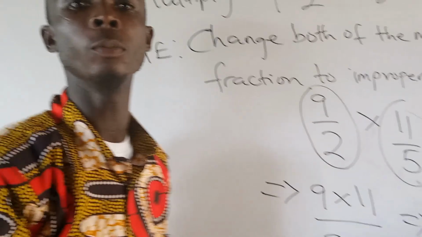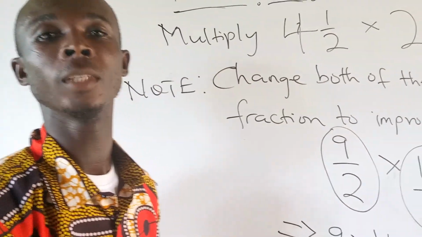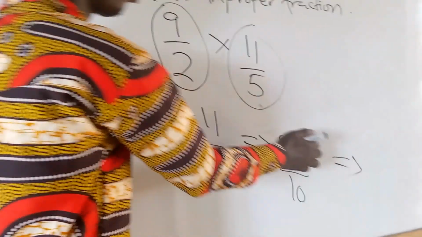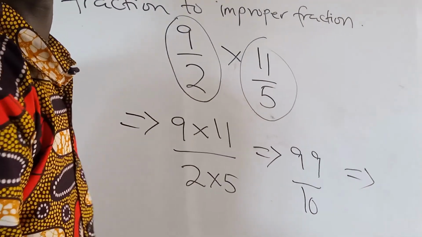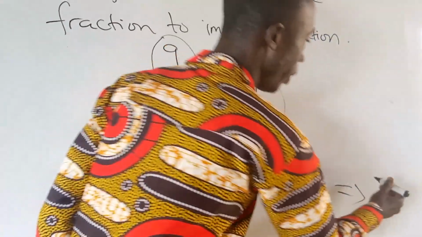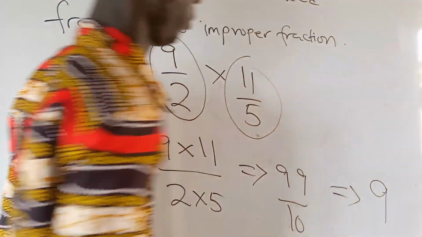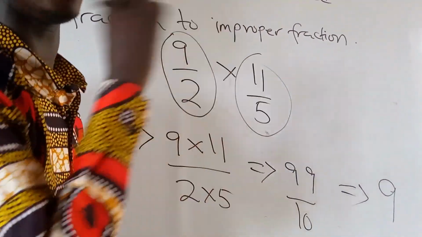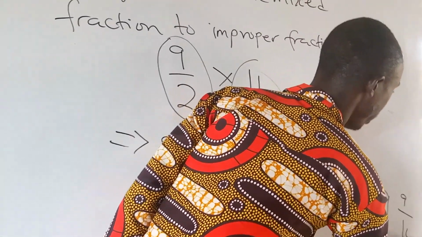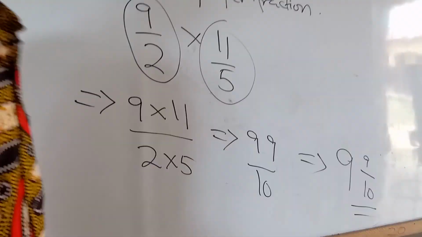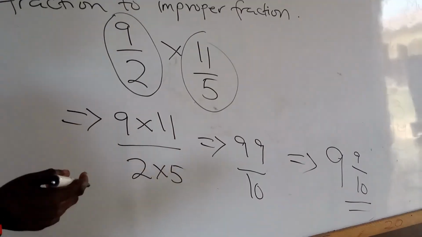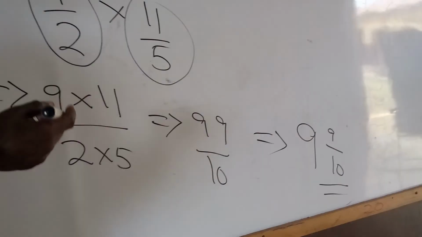And once we have an improper fraction, you change it to a mixed fraction. So how many times does 10 go into 99? 10 people are going to share 99 oranges. Each person will get 9, because 10 times 9 is 90. It will be left with 9 over 10. So our final answer is 9 and 9 over 10.